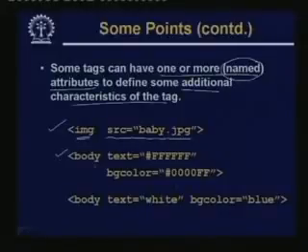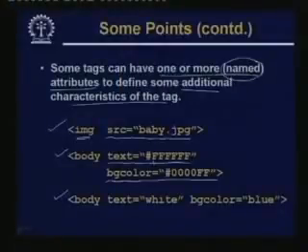Similarly, body is another tag where these are the two attributes, text and bgcolor. Text specifies what should be the color of the text that will get displayed, and bgcolor will tell you what should be the color of the background. These are the two things you can specify. Instead of specifying color like this, we will just see what this ff and this 00 mean. You can also specify colors by names, like text equal to white, bgcolor equal to blue. These are examples of attributes of the tags.